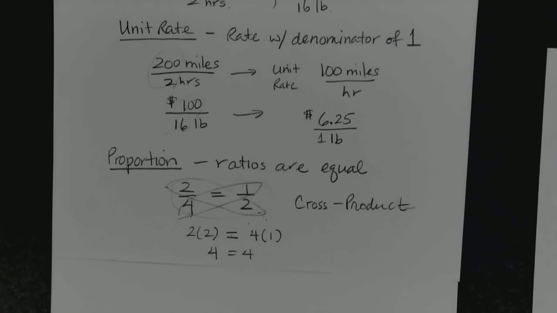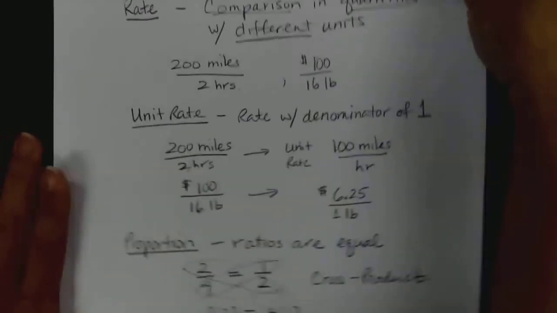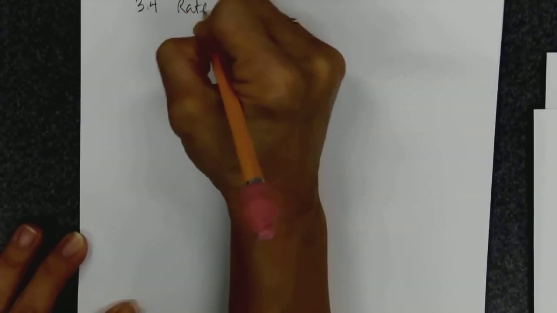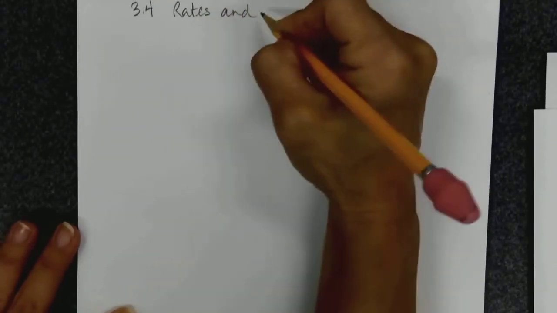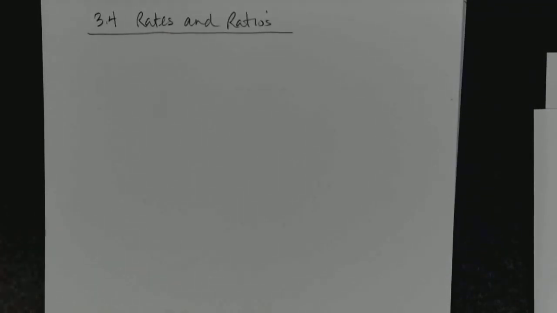All right, let's go to the notes part, and we're going to do the examples. All right, so 3.4, rates and ratios. Yep, go to the notes. I'm going to give you examples here.